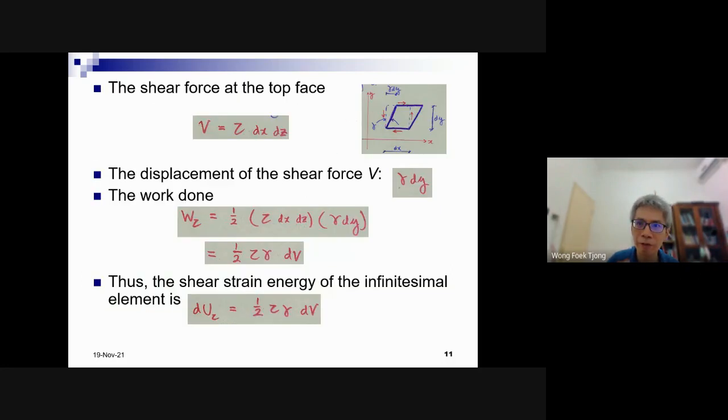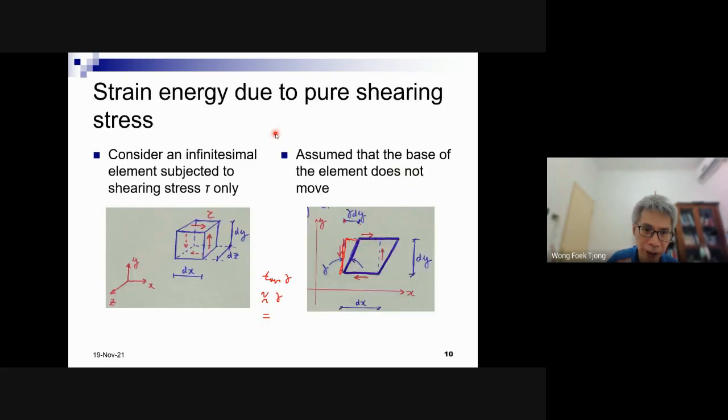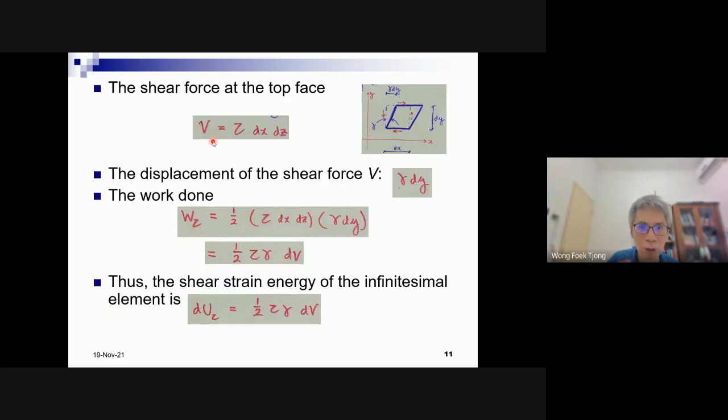On its face we have the shearing stress tau. How about the shearing force? The shearing force is just the shearing stress multiplied by the area, and the area of the top surface is dy times z, right? Because z is this one. The stress times area becomes the force, the shearing force.